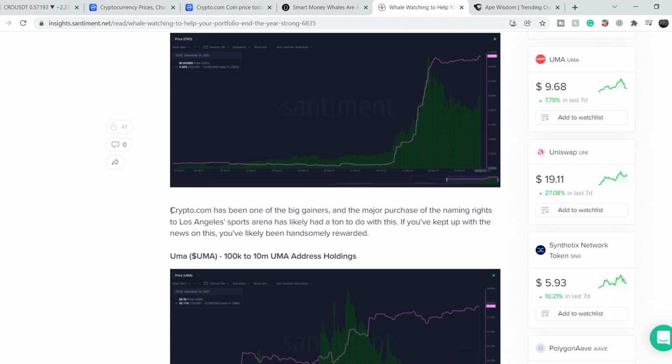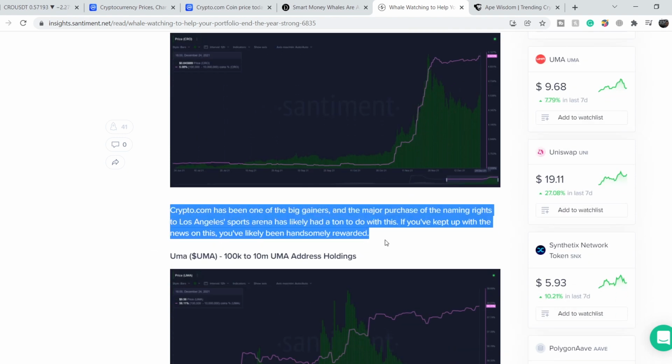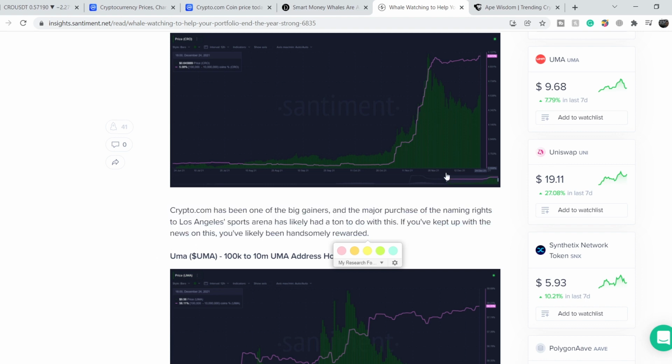And let me show you this. Crypto.com has been one of the big gainers, and the major purchase of the naming rights to the Los Angeles sports arena has likely had a ton to do with this. If you've kept up with the news on this, you've likely been handsomely rewarded. So it is what it is. A lot of people bought right here, right after the Staples Center announced that it will become the Crypto.com Arena.